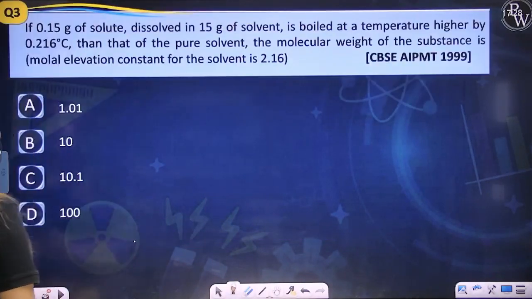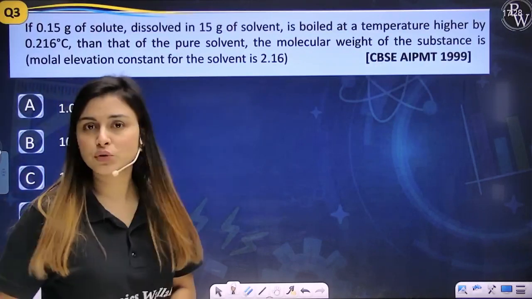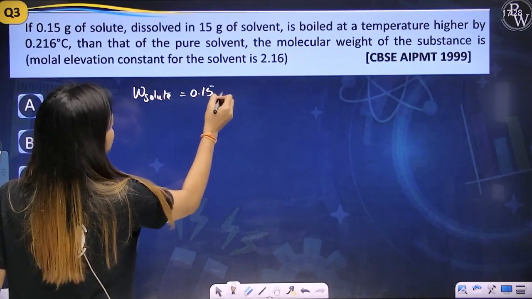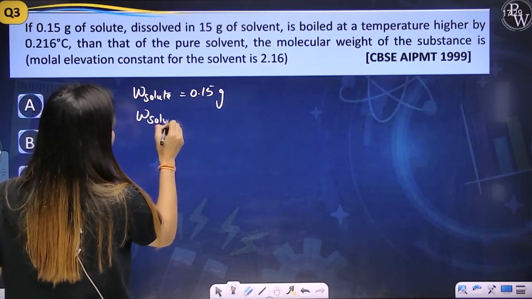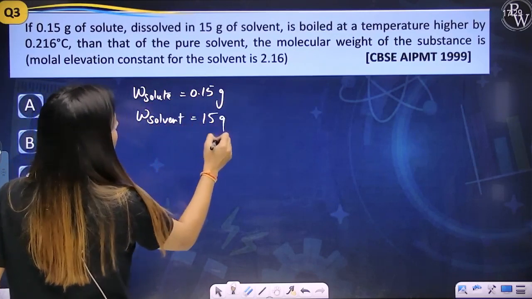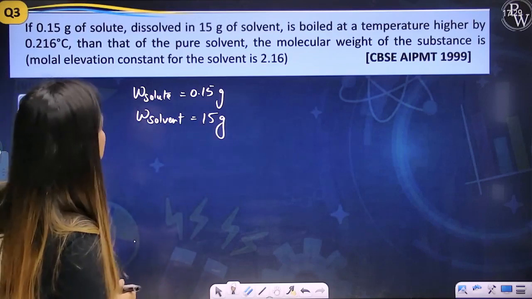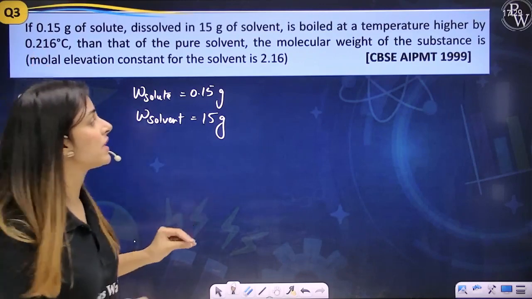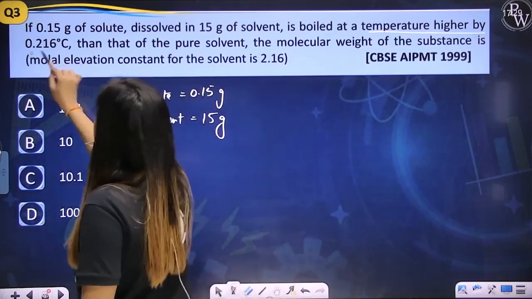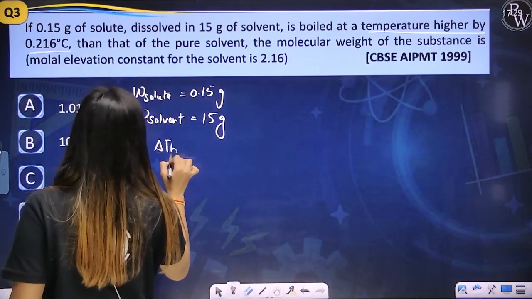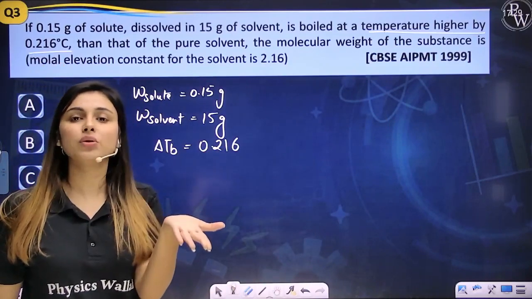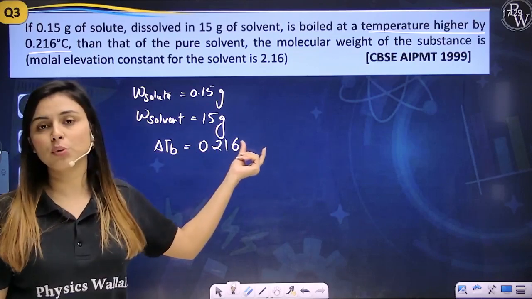So you have a question out here. What does the question say? You have 0.15 grams of solute dissolved in 15 grams of solvent. So the mass of solute is given to be 0.15 grams. The mass of solvent is given to be 15 grams. It is boiled at a temperature higher by 0.216 degrees Celsius. If they are saying that it is temperature higher by, this means that they are actually telling you that delta TB is equal to 0.216. So you need to just understand what they are trying to tell you. They are trying to tell you that the delta TB value is 0.216.